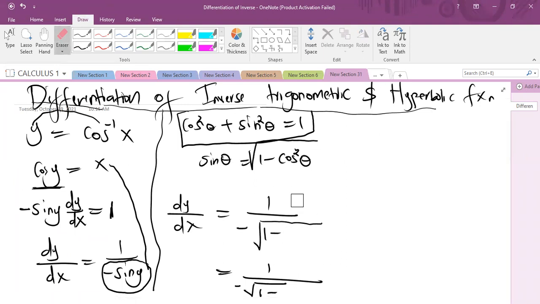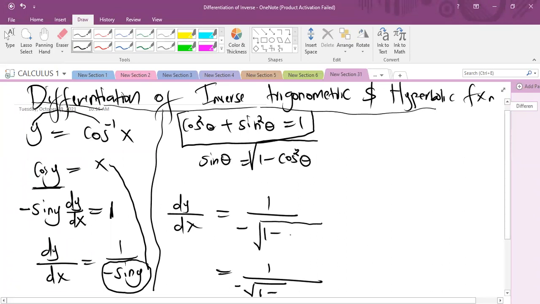So we have like 10 minutes to go. I hope you're going to get this, cos squared y. Now guys, cos y is x. So cos squared y will be x squared. So this right here is the derivative of cos inverse. You can write it as minus 1 over the square root of 1 minus x squared.